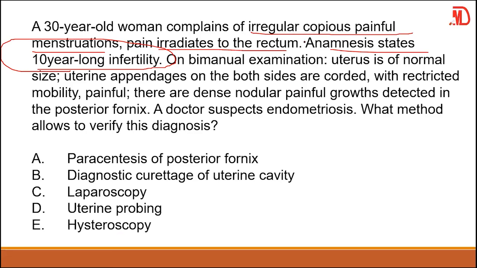Now, on bimanual examination, the uterus is of normal size. Appendages on both sides are corded with restricted mobility, painful. There are dense, nodular, painful growths detected. Aha. The doctor is suspecting endometriosis. Again, you can remember this question, Uche, because you asked a question like this. So, Uche, what's your answer?